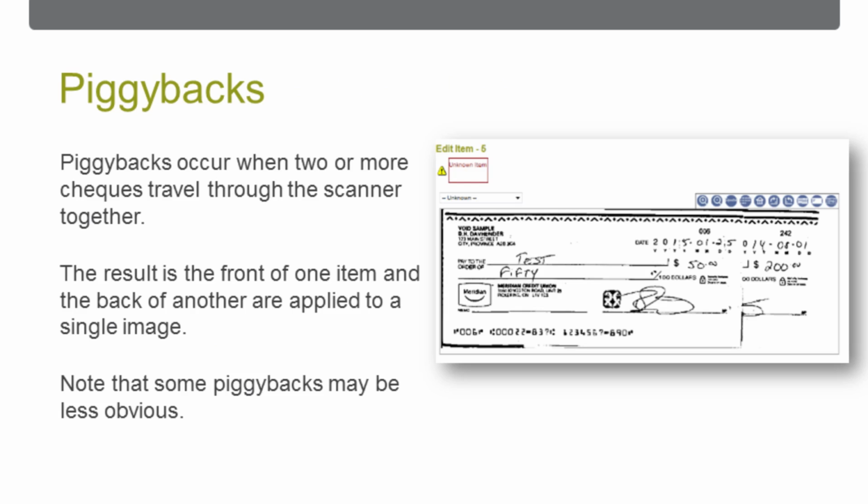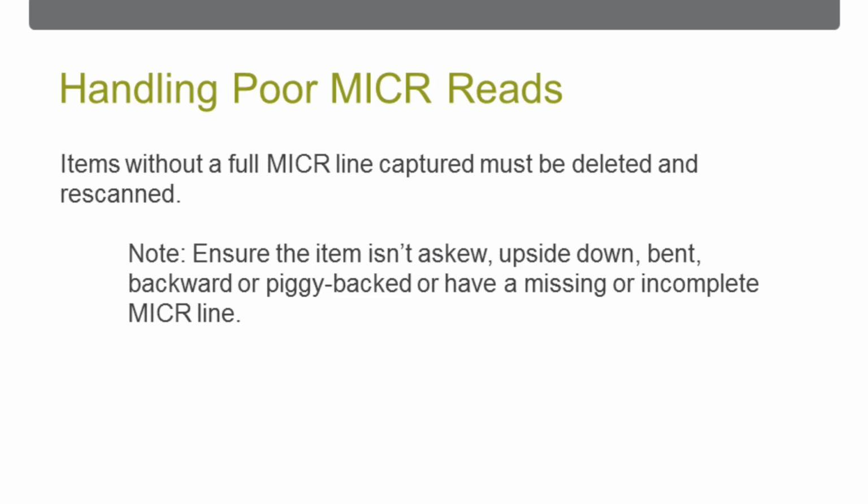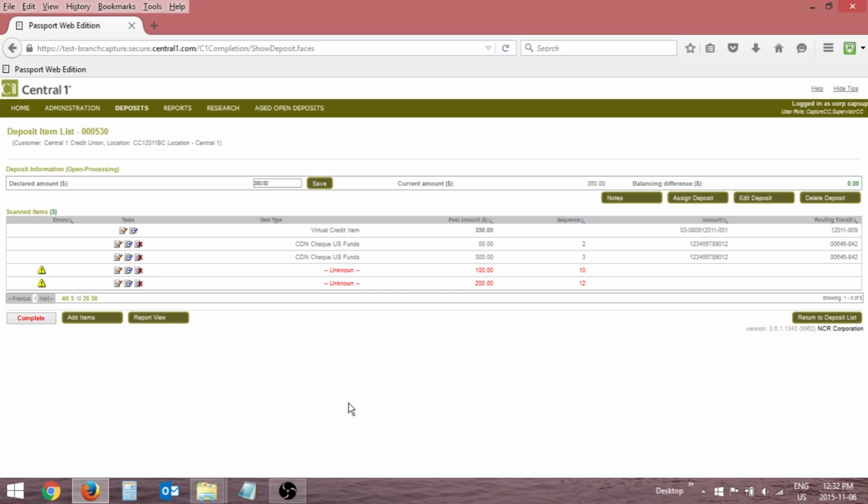Piggyback items are the result of two or more checks that travel through the scanner together and are captured together in a single image. Piggyback items are not permitted in a deposit, and the image must be deleted and the items involved rescanned. If the microline could not be read for any reason, the image must be deleted from the deposit and the items involved rescanned in order to attempt to capture the full microline for each item.